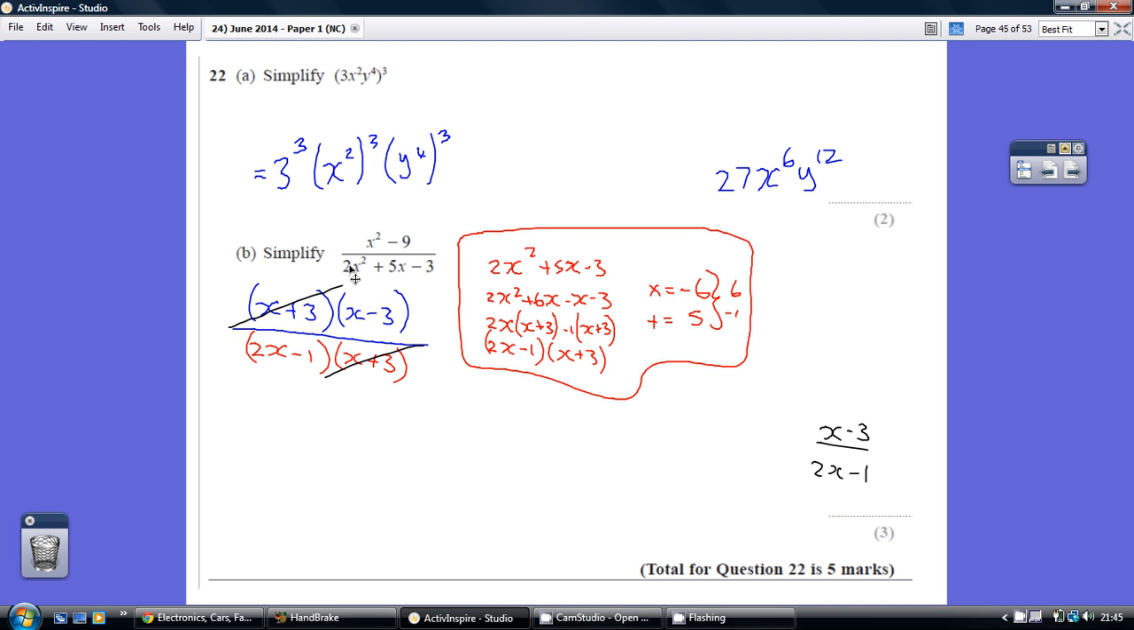Now in part B, when we get one like this, we need to choose to factorize the numerator and factorize the denominator and pray that a couple of those factors cancel out. So x squared minus 9 is a difference between two squares. That's an x plus 3, x minus 3.